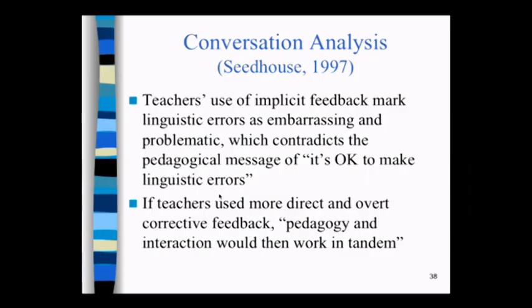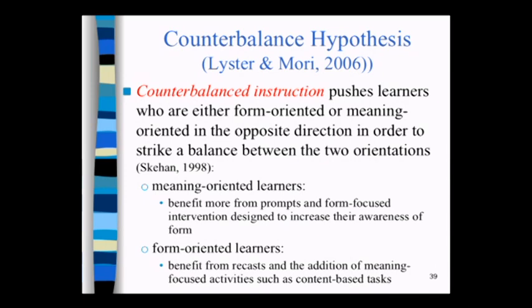And he says that, you know how in communicative language teaching we always say that it's okay for students to make errors, right? Well, if it's okay to make errors, then it should be okay to correct them explicitly, right? And that for interaction to work, he says that more direct feedback types would allow pedagogy and interaction to work more in tandem.